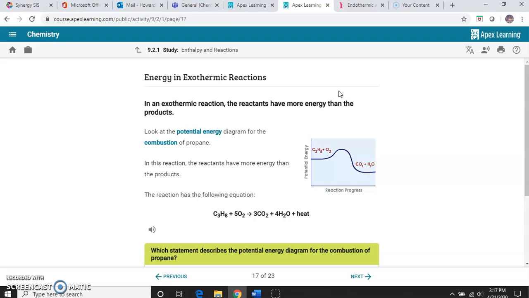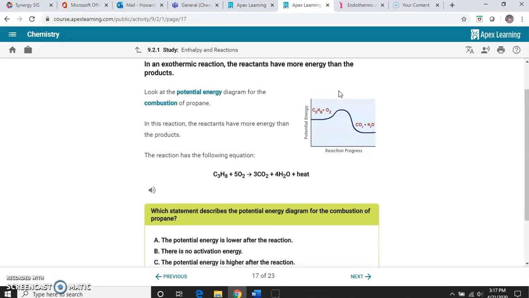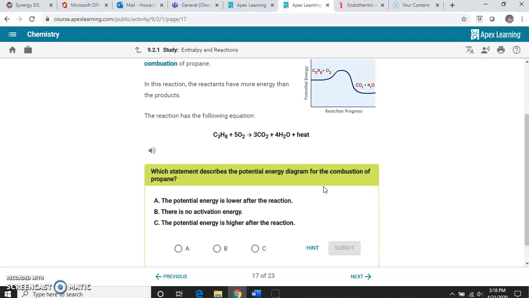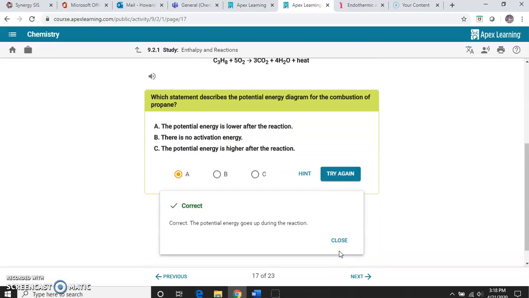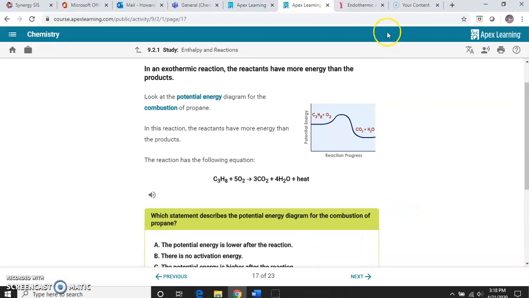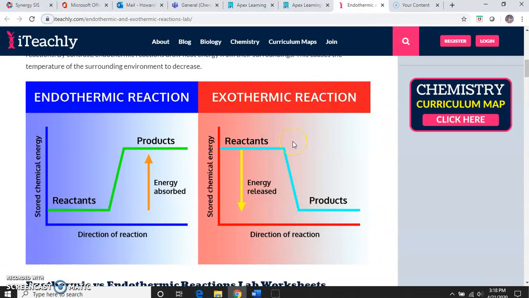What I like to do and what you look at is, what's going on here? So I look at the potential energy from combustion of propane. I'm burning propane gas with O2, and I make carbon dioxide and water. In this reaction, the reactants have more energy than the products, so that means that heat is given off at the end. So the potential energy is lower after the reaction. Correct. Really, what I'm going to show you, though, is here's kind of the visual of the two different reactions.